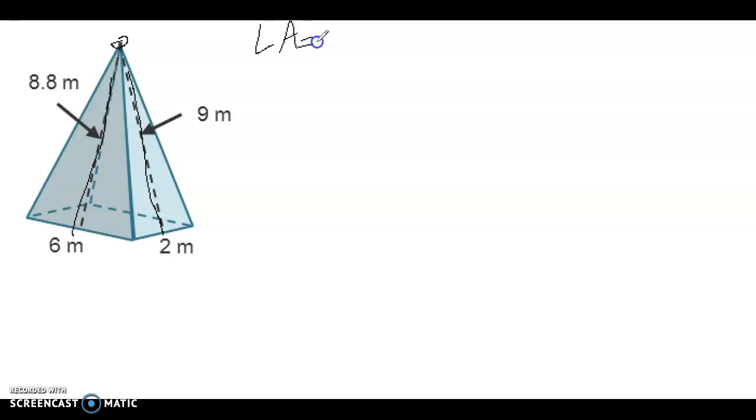we have two sides that have a triangle that's 8.8 by 6. So I'd have 1/2 times 8.8 times 6. Okay? Now 8.8 times 6 divided by 2 is 26.4. But I've got two of these.